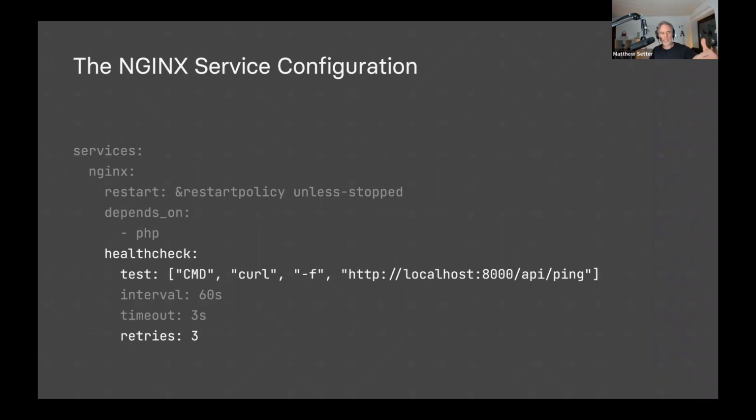To work through the health check options, the health check will make up to 3 curl requests to the endpoint that has been specified in the test directive every 60 seconds, allowing for a 3-second timeout. If 3 attempts to the endpoint fail, the container is considered unhealthy and is restarted.